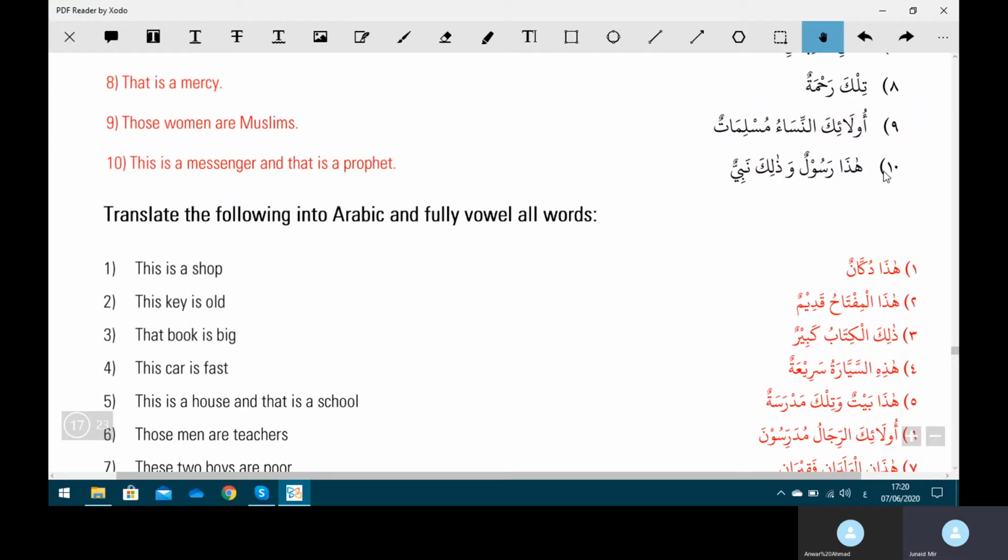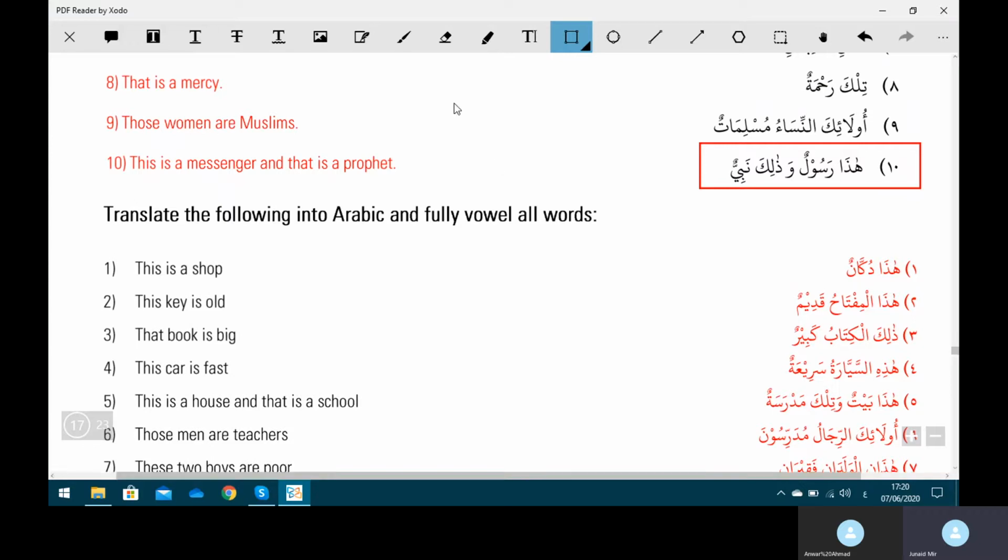Number 10. هذا رسول وذلك نبي. So هذا is an ismul ishara referring to one male that's close to you. It means this. Rasulun means a messenger. So هذا رسول is a sentence, not a fragment. There's no alif lam after the هذا. So it means this is a messenger.